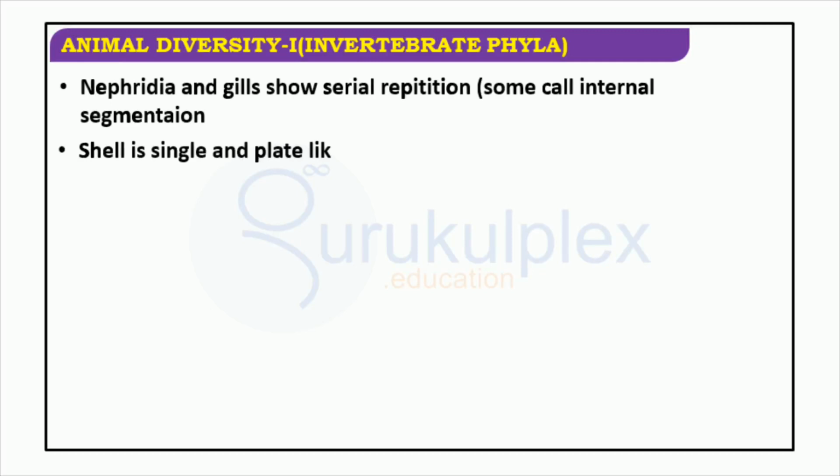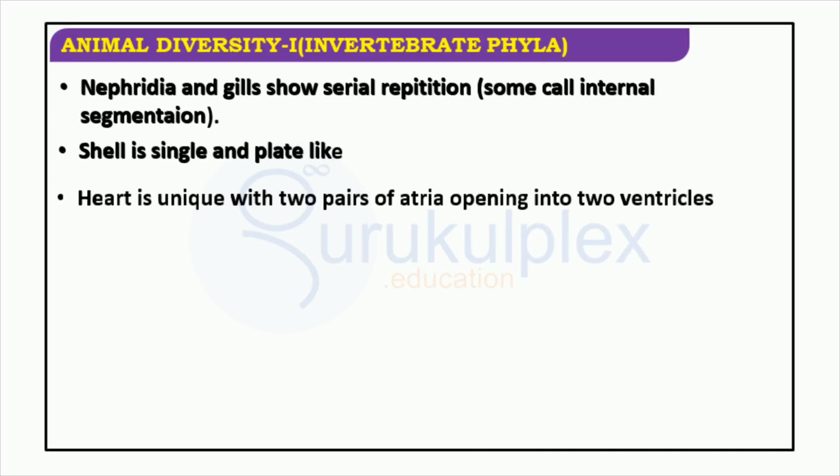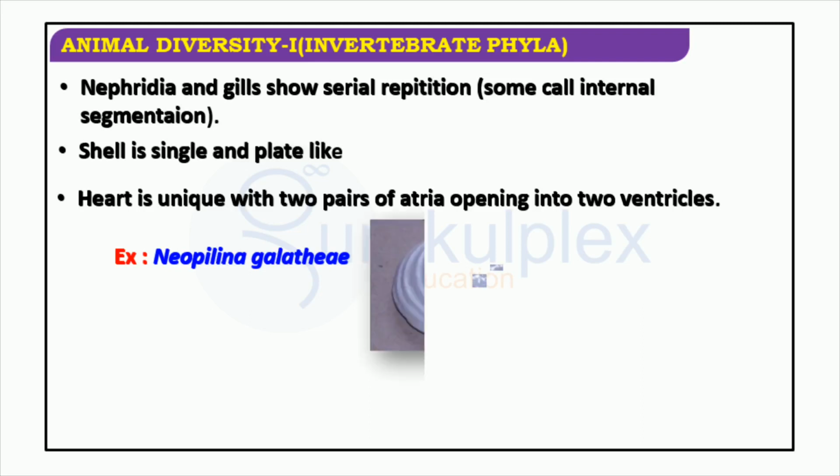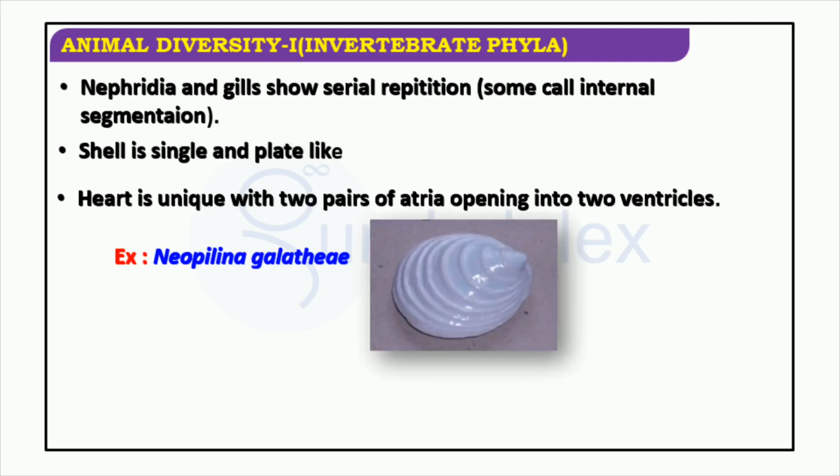Neopilina galathea is an animal with a single, plate-like shell. Its internal organs are unique, featuring nephridia and gills with serial repetition, and a heart with 2 pairs of atria opening into 2 ventricles. This creature is just one of many that illustrate the vast diversity among mollusks.